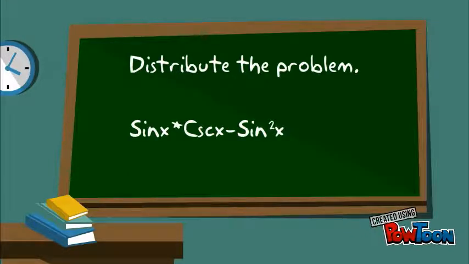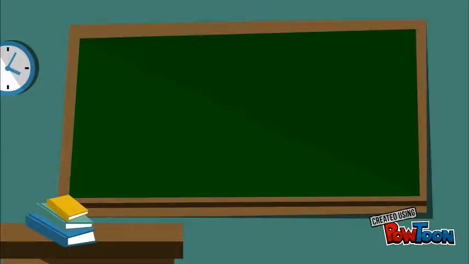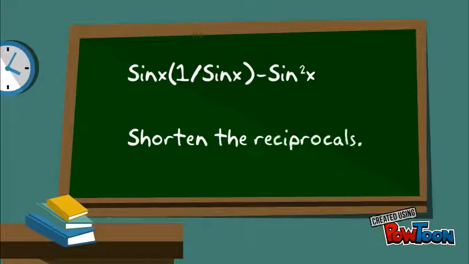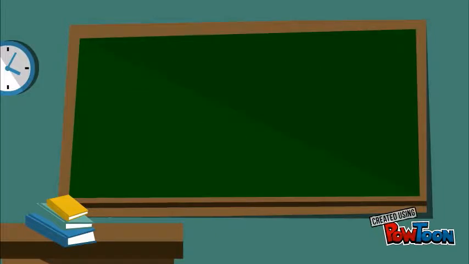You would multiply sine x times cosecant x and sine x times sine x. And you will end up with sine x multiplied by cosecant x, minus sine squared x. After you distribute the problem, when you look at your reciprocal identities, you would notice that you can shorten the reciprocals. So you will replace cosecant x with 1 over sine x.